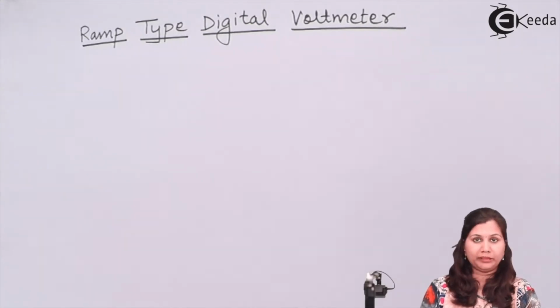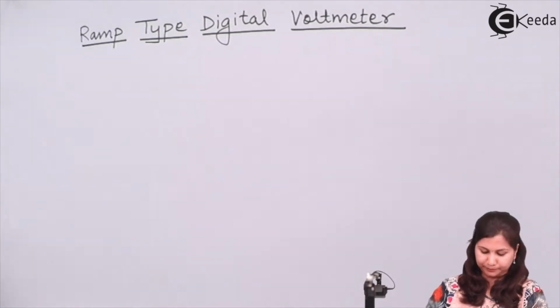This digital voltmeter is called ramp type because it is using a ramp signal for the measurement of the unknown voltage. So let us see first the basic principle of measurement in this ramp type digital voltmeter.